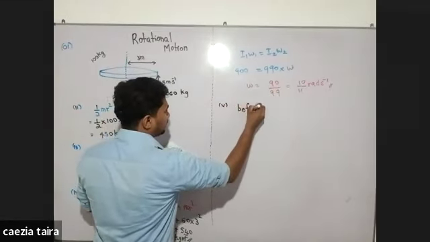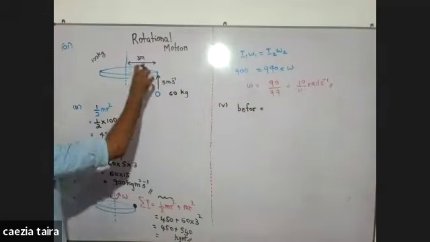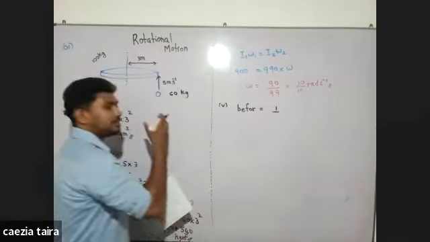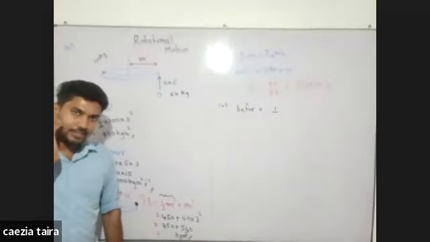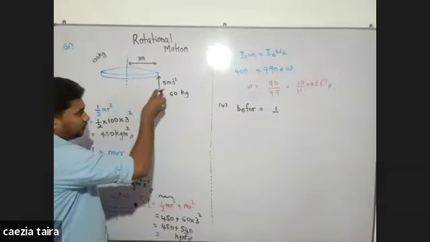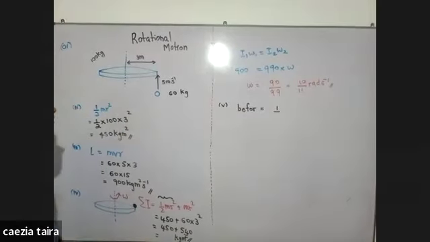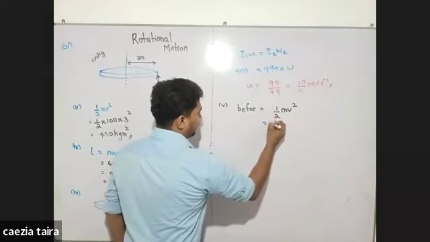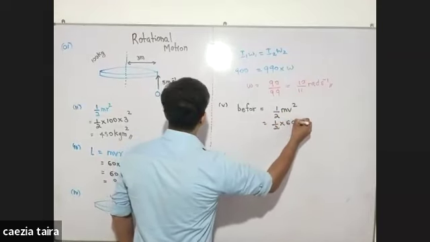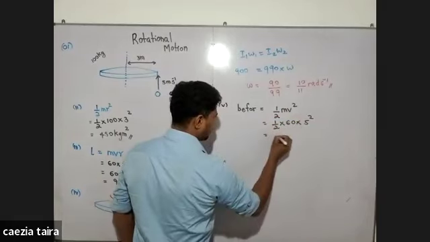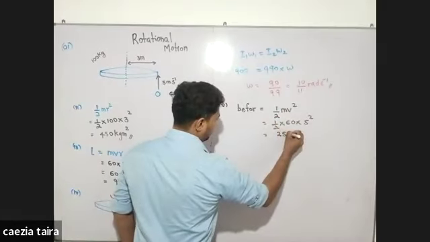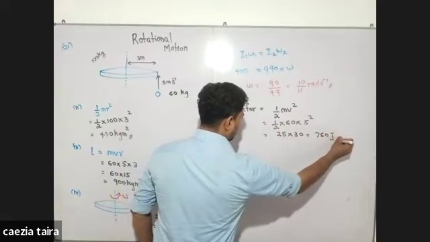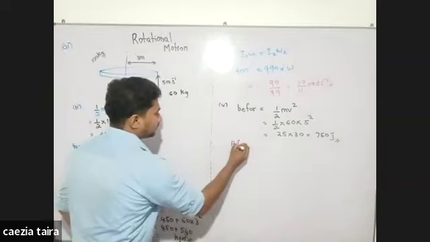Before getting onto the platform, only the man is moving, right? If the man is moving, that's kinetic energy, isn't it? This man is moving in a linear pathway, so we have to use the linear kinetic energy. That is the one before. Now let's go for the after.